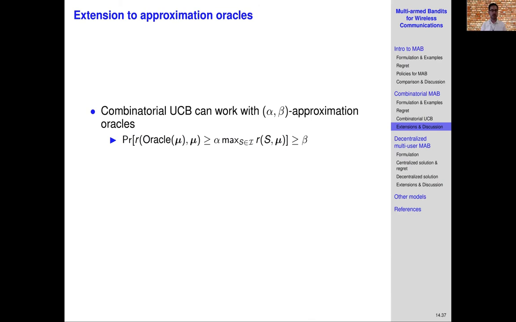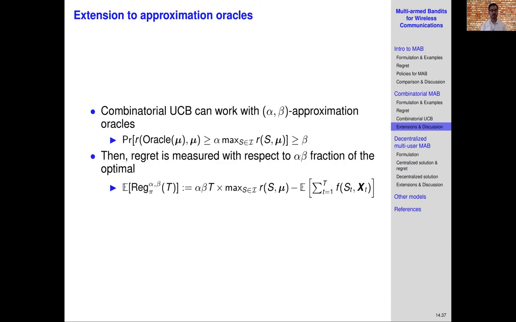For many combinatorial problems of interest, there is no computationally feasible exact oracle. However, combinatorial UCB can work with alpha-beta approximation oracles as well. An alpha-beta approximation oracle takes as input the expected base arm outcomes, and it outputs a superarm that achieves at least alpha fraction of the expected reward of the optimal superarm with probability at least beta. For many combinatorial problems of interest, computationally feasible alpha-beta approximation oracles exist.